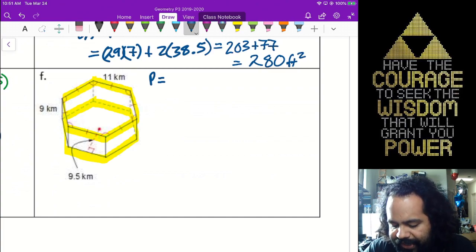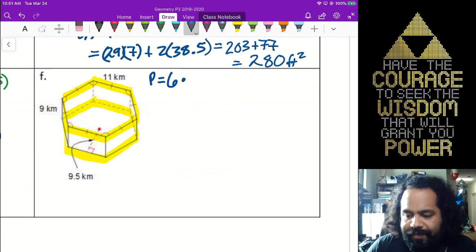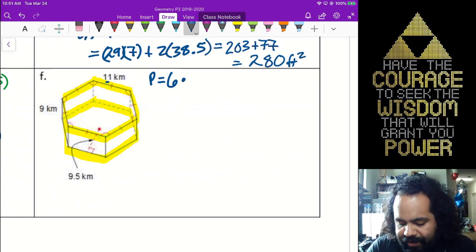So our perimeter, there are 6 sides times the length of each side, which we notice is right up there. That's our 11.